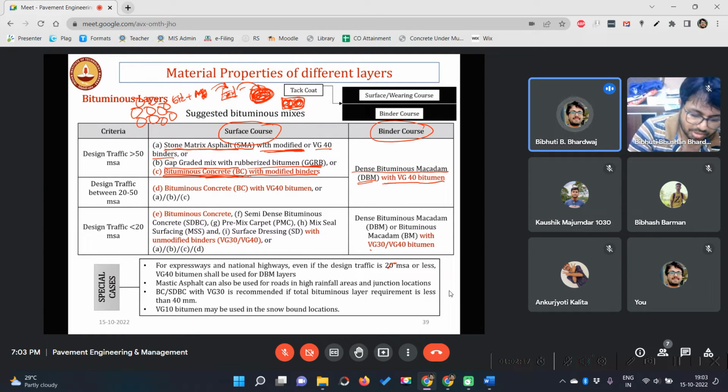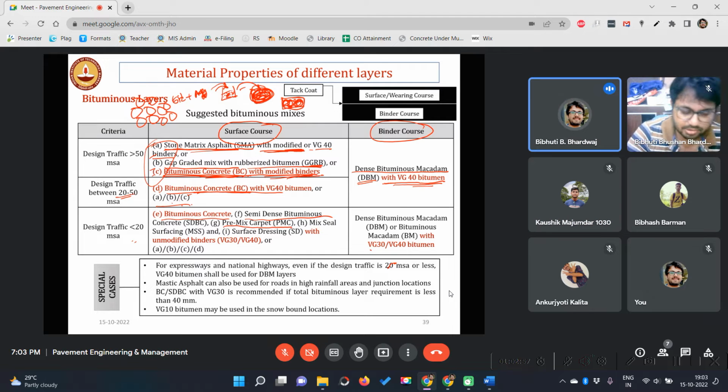So with VG40 bitumen, and here you see modified, only modified. Stone matrix asphalt, here you can directly use VG40. If the traffic is less, for surface course you can use bituminous concrete with VG40, or this also you can use because these are anyway superior to this, right? If it is less, then semi-dense bituminous concrete. Semi-dense means the air voids will be a little bit more, so it will not be properly well graded.